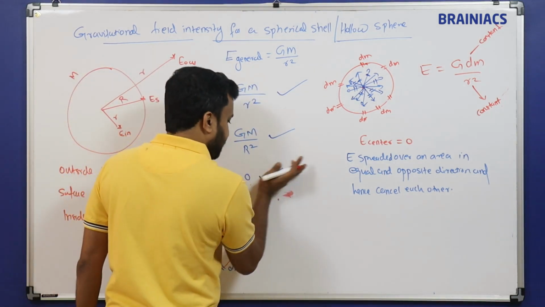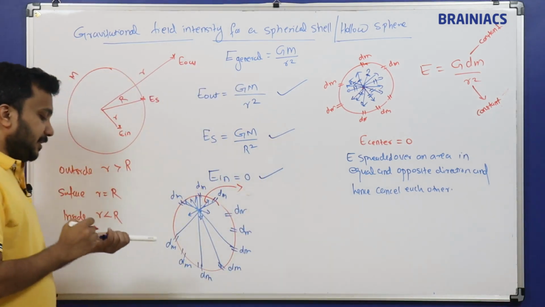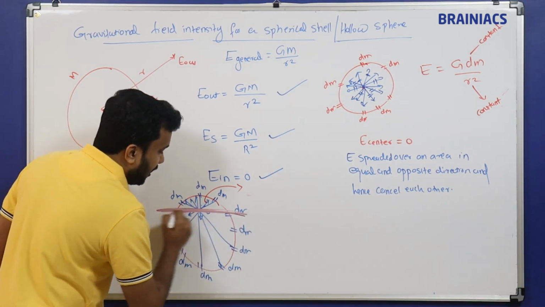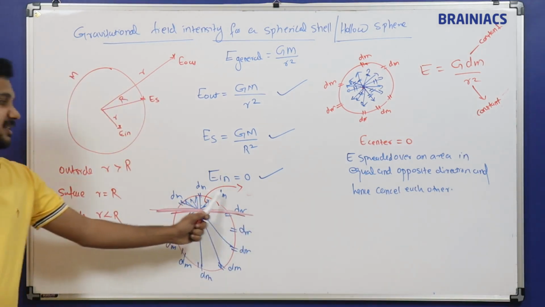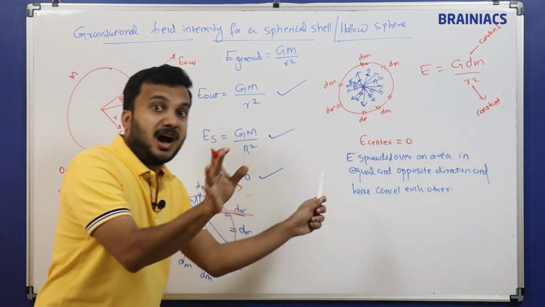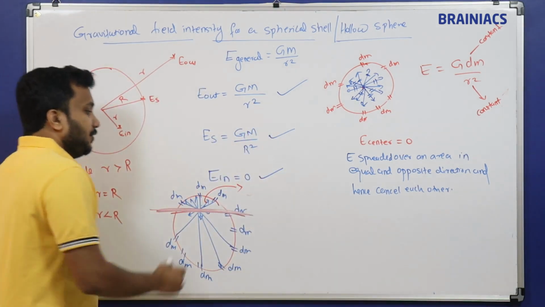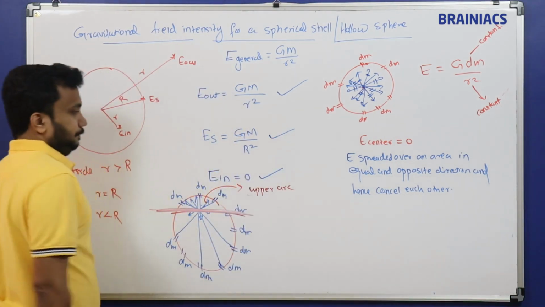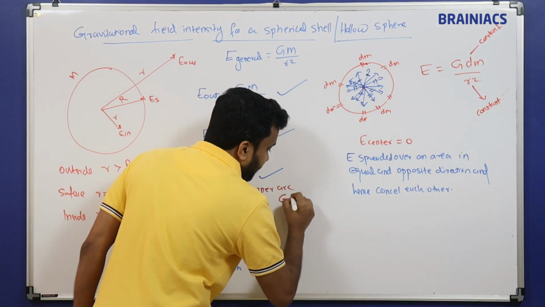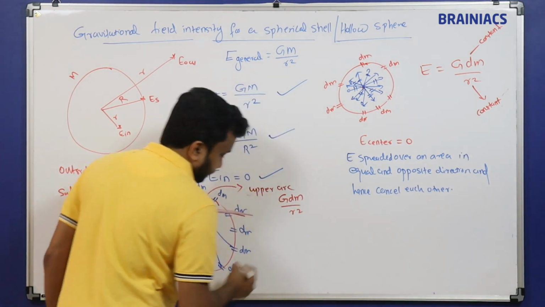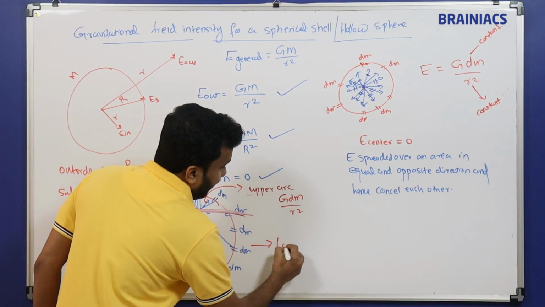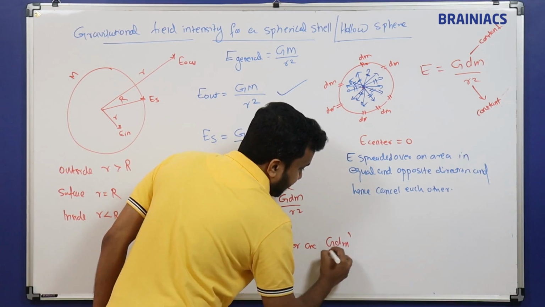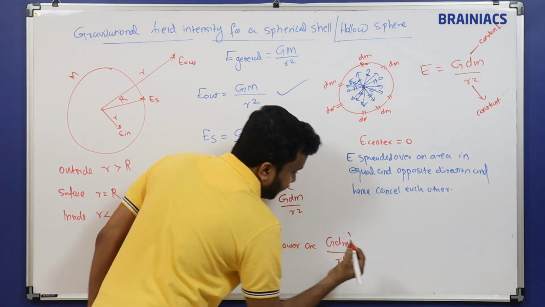To make it clearer, let me take it as two halves like this. I am considering this as two half portions. I am taking the upper arc alone. For the upper arc, let me consider G into dm by r square. And for this lower arc, G into dm dash divided by r dash square.